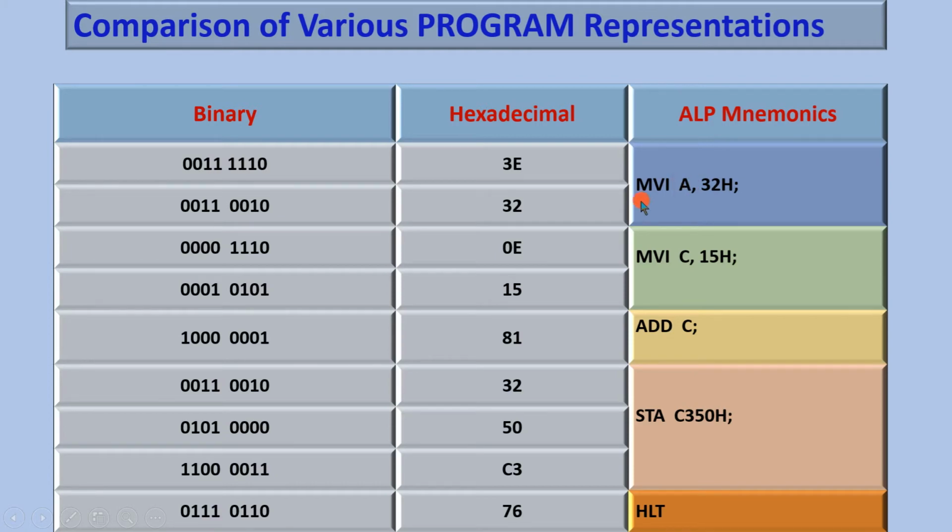So when I say MVI accumulator 32, that means 32 gets loaded into the accumulator. After practice, you can easily understand the kind of operation this instruction performs.